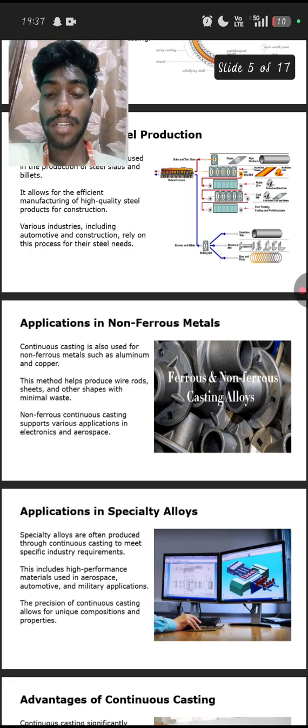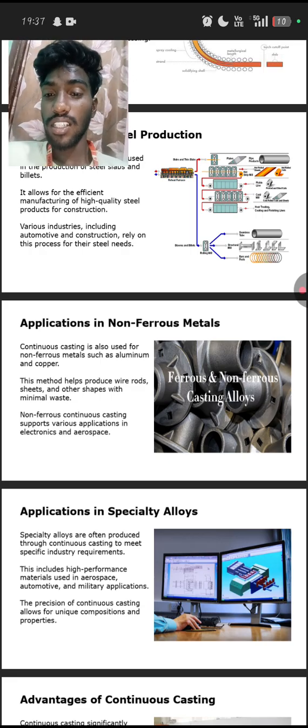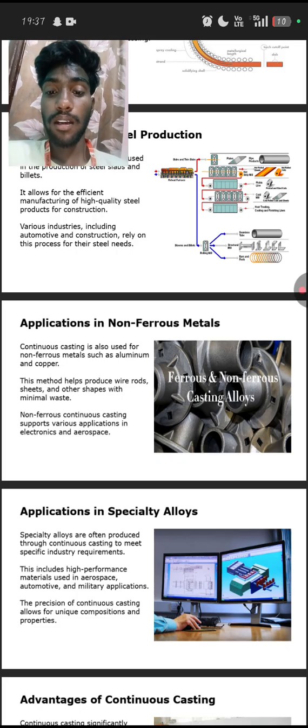Applications in non-ferrous metals. Continuous casting is also used for non-ferrous metals such as aluminium and copper. This method helps produce wire rods, sheets, and other shapes with minimal waste. Non-ferrous continuous casting supports various applications in electronics and aerospace.